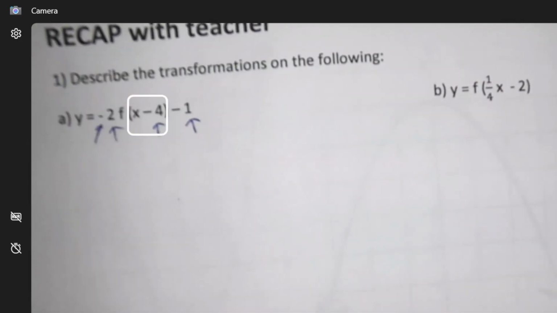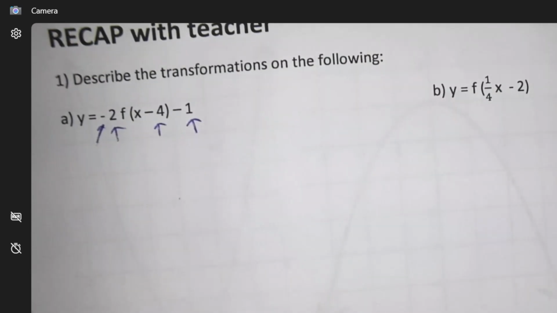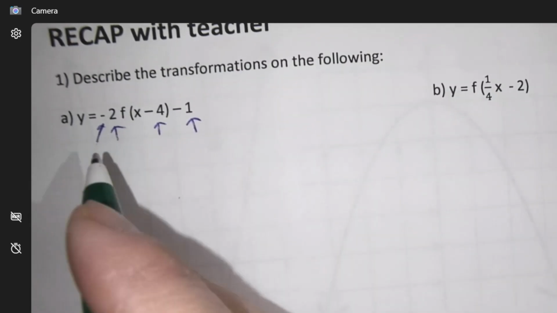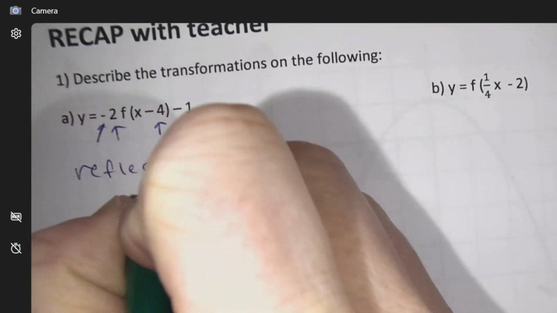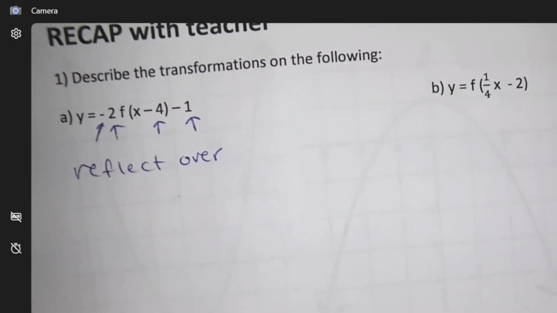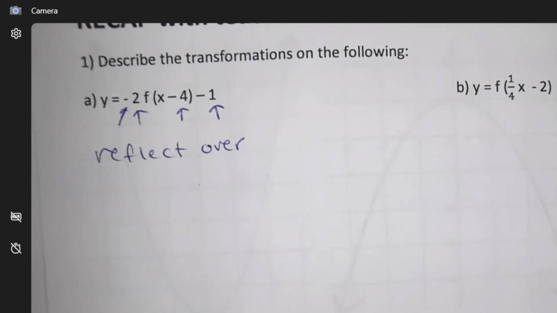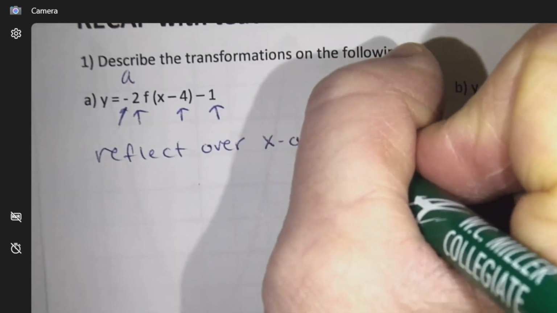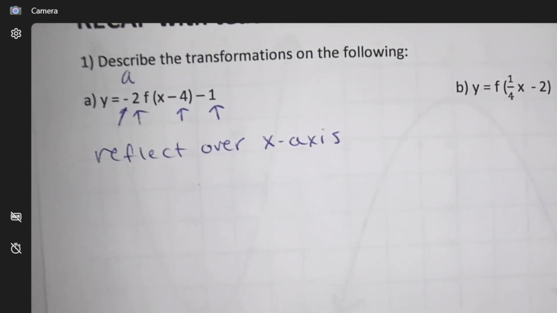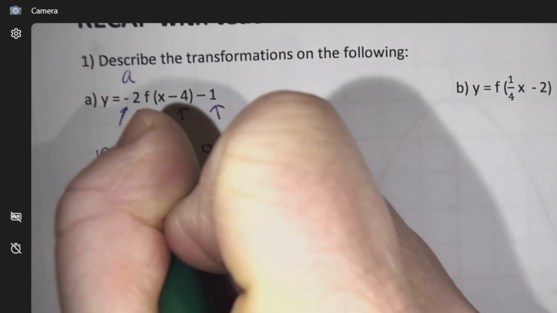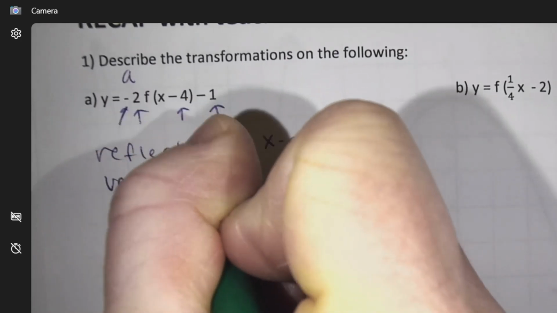Okay, so we have to talk about the multipliers first. So we can go with the negative thing and the 2. The negative is a reflection over, you have to figure out which way that is reflecting. So that's an A, so it changes Y. If you change Y, you reflect over the X. And the 2 is in the A position, so it is going to be a vertical stretch by 2.